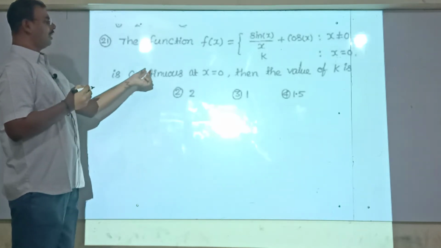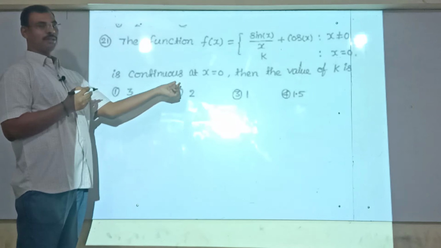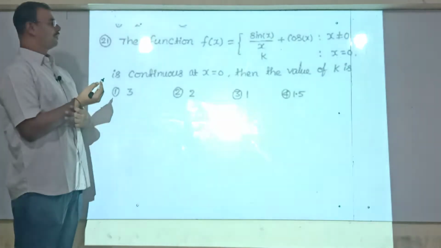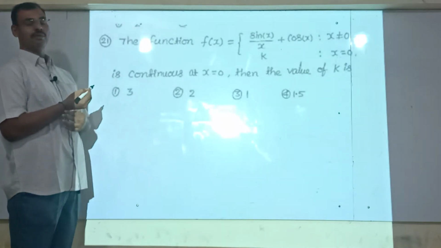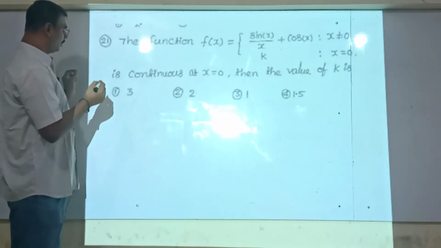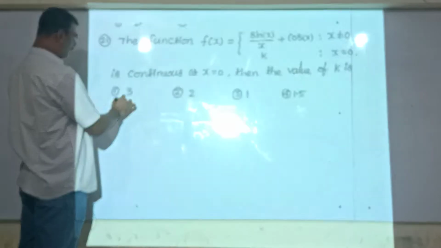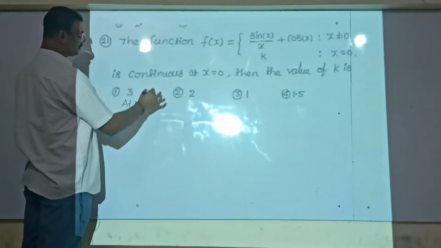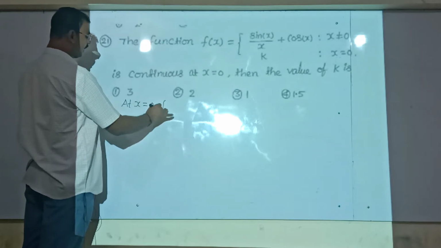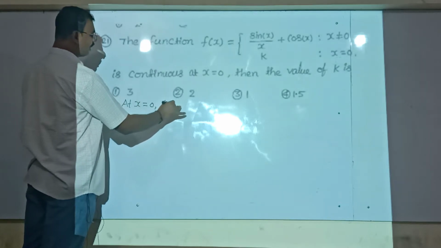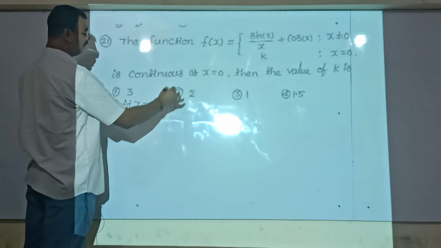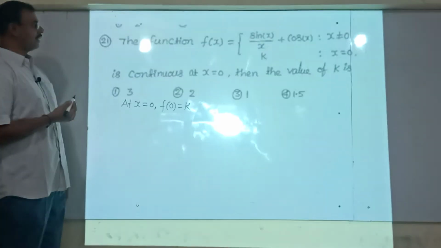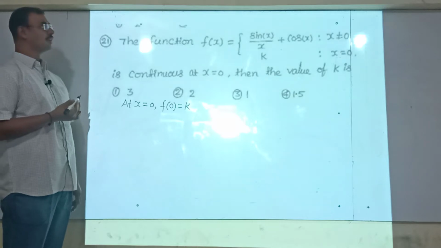So it is already continuous. It means the limit of f of x as x approaches a is equal to f of a. Okay, so we have to check the continuity at x equal to 0 only. At x equal to 0, f of 0 is equal to the constant k.